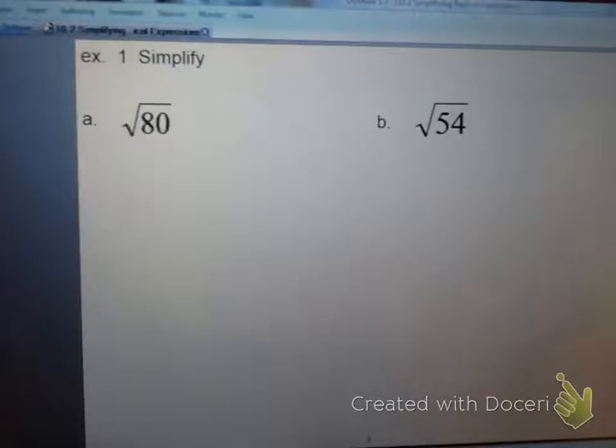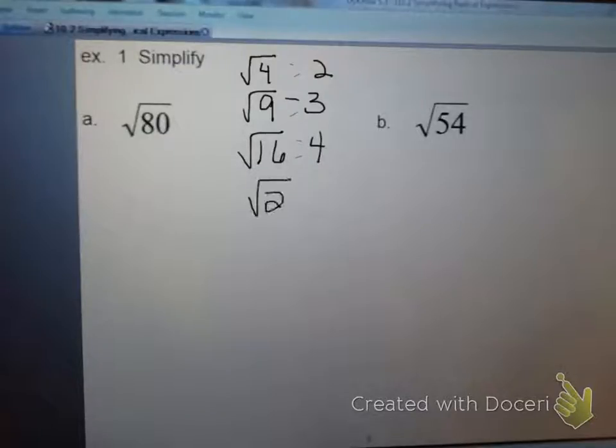Example 1, square root of 80. We want to break the square root of 80 down to two factors where one of the factors is a perfect square. Square root of 4 is 2, square root of 9 is 3, square root of 16 is 4, square root of 25 is 5, and so on.